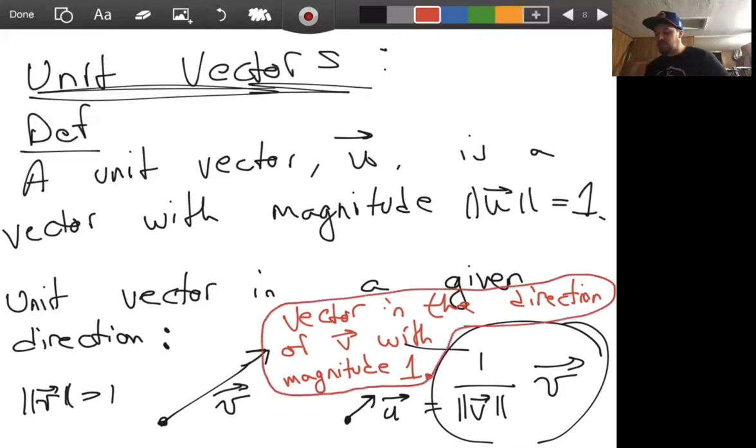Okay. So let's look at an example. And I want to say that you don't even have to have this condition about the magnitude of v being greater than 1. I just wrote that so it would make sense that in the picture, my vector v is shrinking when it becomes vector u, right? If the magnitude of v is smaller than 1, then you're actually stretching your vector to get it to length 1. So I want to look at an example here.